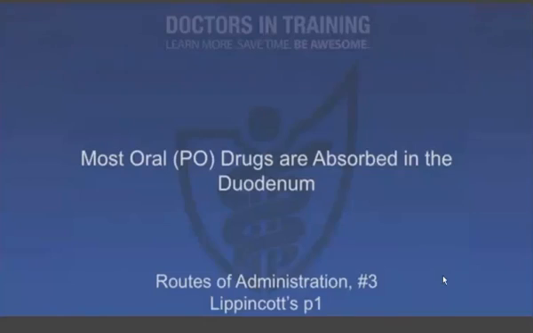The disadvantages, as we'll see, absorption of oral drugs is somewhat complicated. It's not as straightforward as just giving a drug directly into the vasculature. Most of oral drugs are absorbed in the duodenum because there's a lot of surface area involved there. There are a lot of microvilli that provide a lot of surface area for absorption, a lot more surface area for absorption than the stomach, for instance. Other disadvantages of oral administration is that food and other drugs can interfere with absorption.